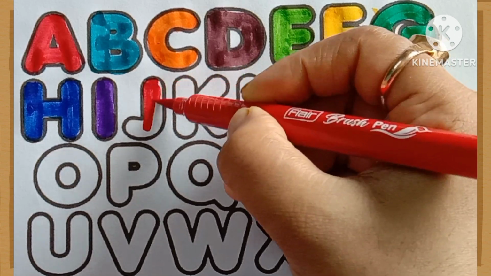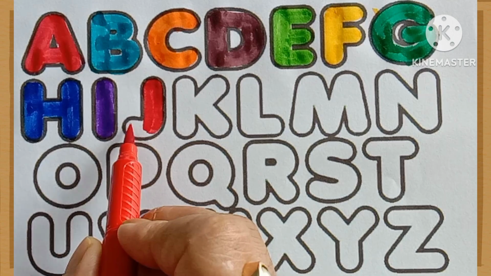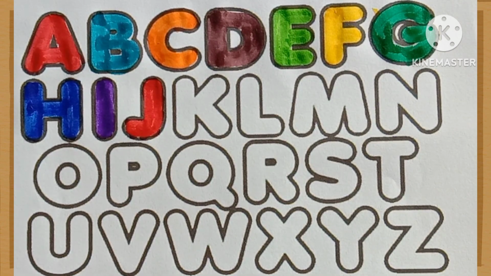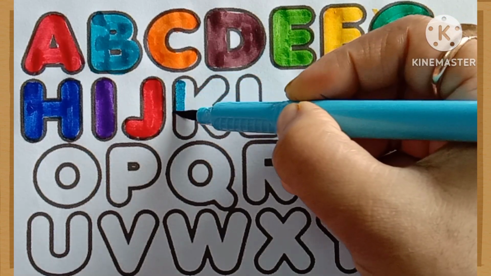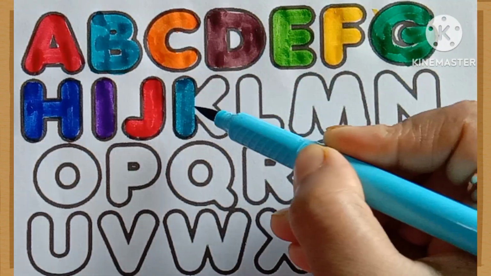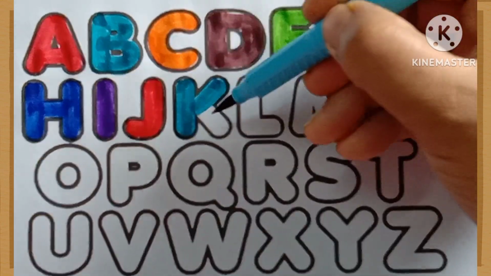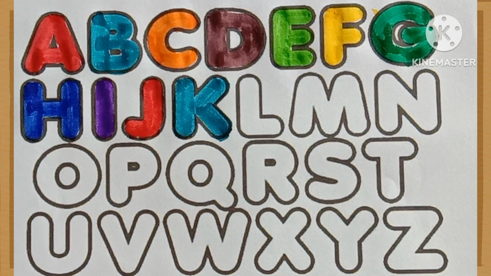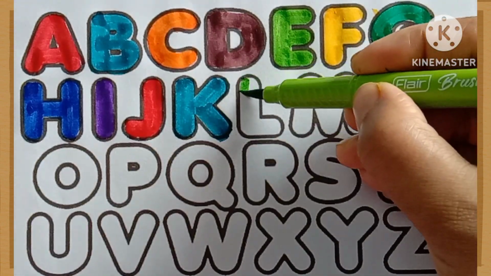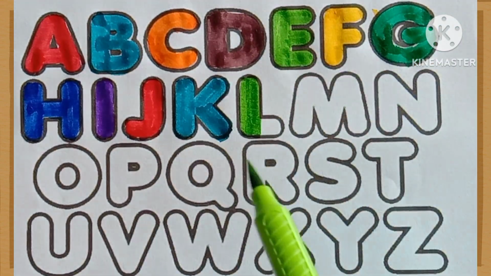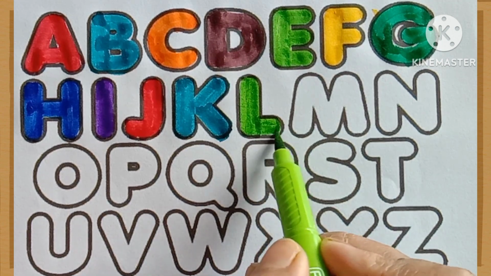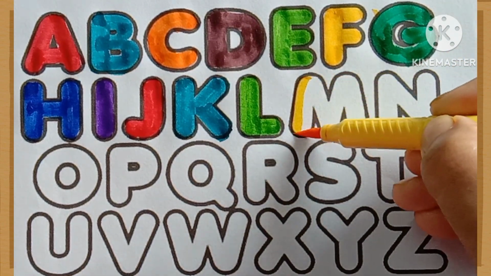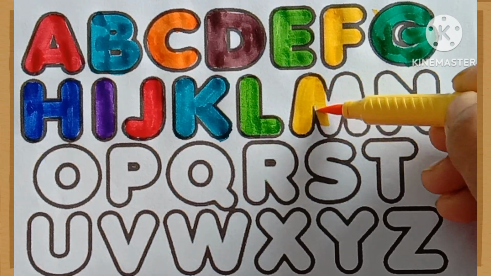J. J for joker. K. K for kite. L. L for lotus. M. M for mango.